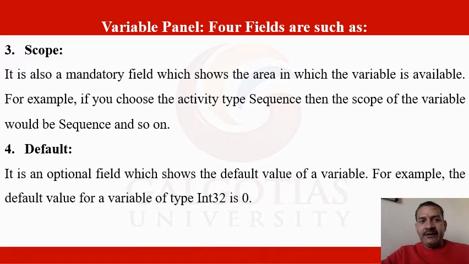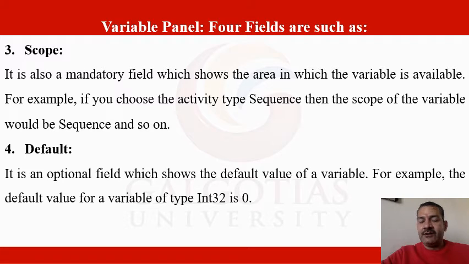Next is scope. It is also the mandatory field. Except default, all the fields will be the mandatory fields for the variable. Name must be there. Without name, you can't use variable. In the same way, this is your scope. It is a mandatory field again, which shows the area in which the variable is available. For example, if you choose the activity type sequence, then the scope of the variable would be sequence, and so on. Default, this is the optional field which shows the default value of a variable. For example, default value of a variable type int32 is 0.